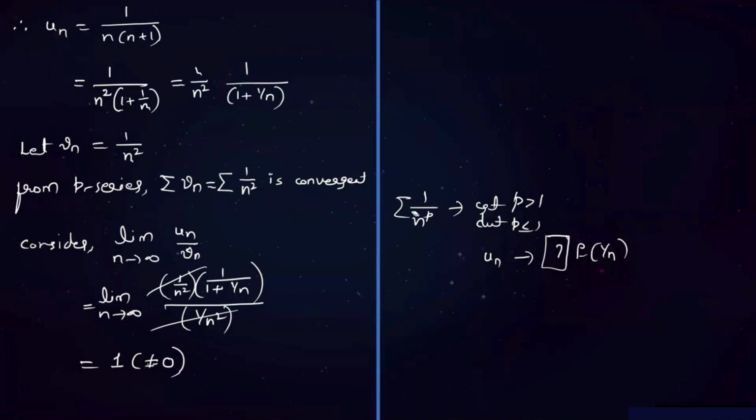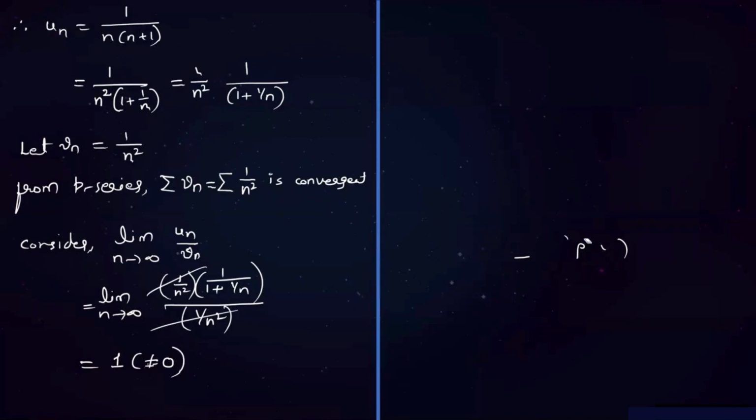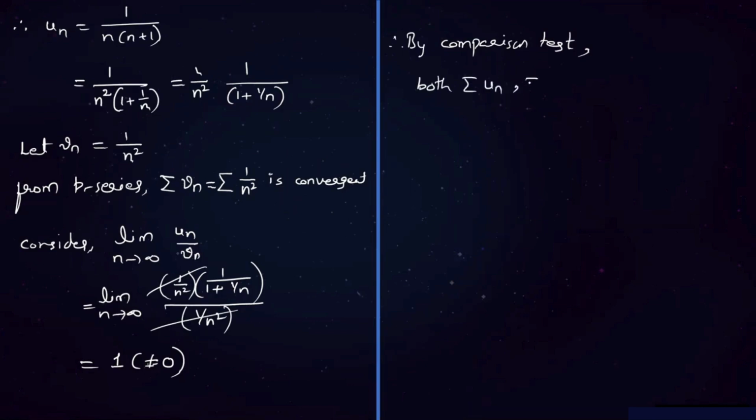When you get a non-zero value, the two series, summation un and summation vn, both behave alike. Therefore, by the comparison test, in particular the limit comparison test, both summation un and summation vn behave alike. What you have seen already about summation vn is that it was a convergent series. We have already observed it. Since summation vn is convergent, summation un is also convergent.